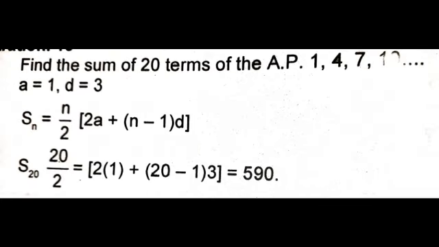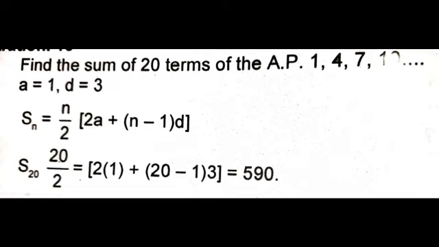Now let us consider a few questions based on it. And here I have the first question for you. Find the sum of 20 terms of an AP given as 1, 4, 7, 10 and so on. So here from this sequence we have first term a equal to 1, common difference d equal to 3.